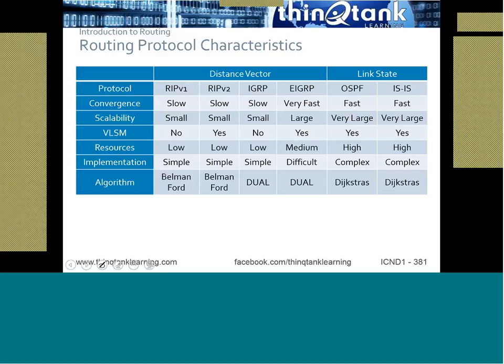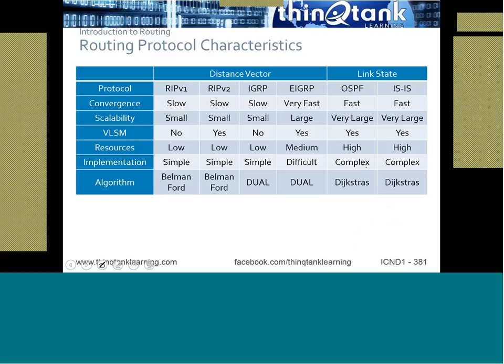Distance vector, under there we have RIP, EIGRP. As you can see, RIP uses the Bellman-Ford algorithm. EIGRP uses DUAL. DUAL stands for the diffusing update algorithm. Link state, we use Dijkstra's algorithm, also referred to as the SPF algorithm, shortest path first. Dijkstra's algorithm wasn't specifically designed for OSPF or ISIS, but it was adapted for use with those protocols.